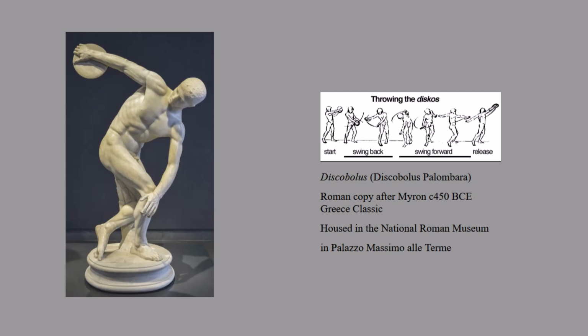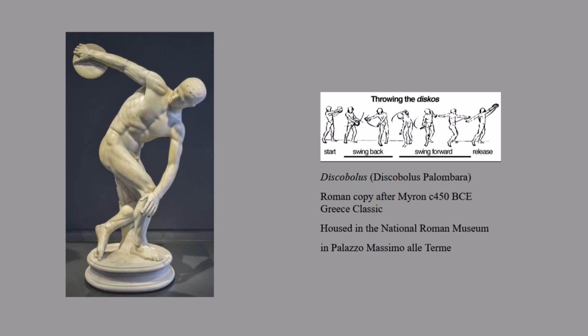This Discobolus, which is a Roman copy from the sculptor Myron, I've heard it pronounced Miron as well, which is also from the High Classical period, is a depiction of a male athlete throwing the discus at an Olympic event. And it ties in with that concept of kalos and beauty.